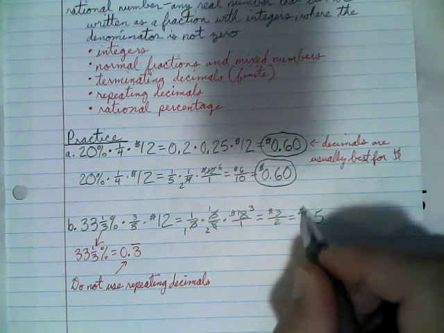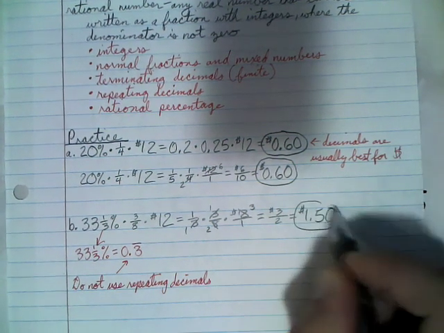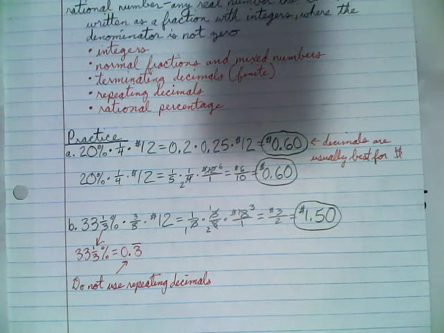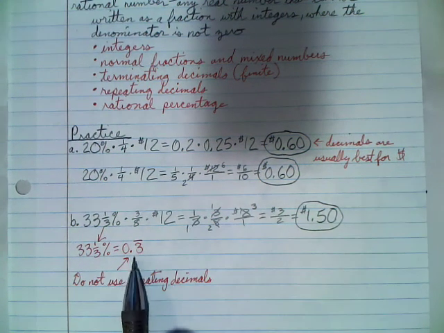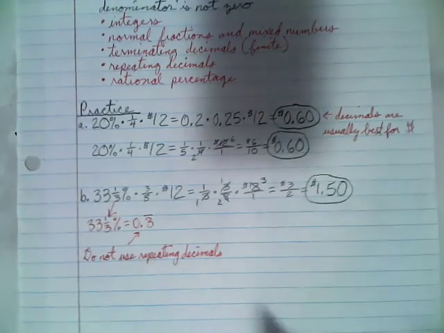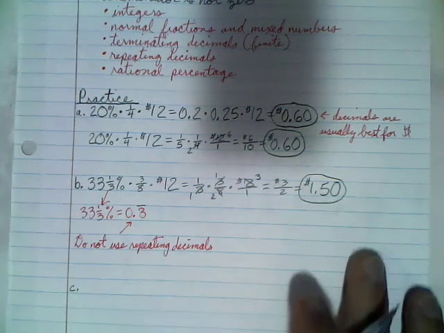But since it's money, I will have to have an extra 0 there. So the answer to this problem, what is 33 and 1/3% of 3/8 of $12? Well, it's $1.50. And so the best rational number in this case was a fraction, because we want to avoid repeating decimals. All right, let's skip a couple lines there. We'll move on to C now.